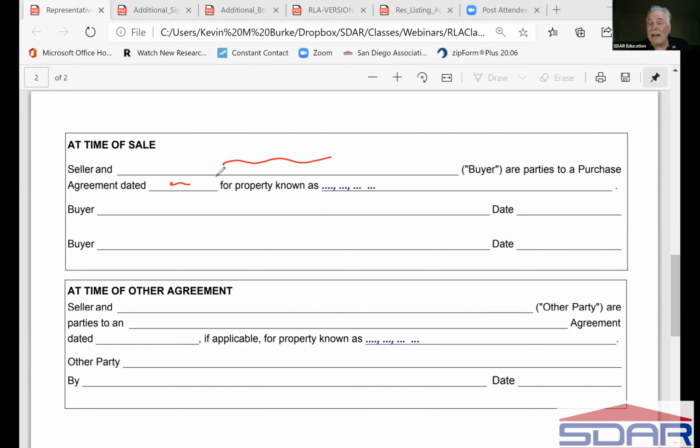Here's the date of that agreement, the purchase agreement, and then the buyer signs that they have seen everything above, that they're cool with it. They understand that this is the person signing on behalf of the entity that purportedly owns the property. Everybody okay with that? And then, at the time of another agreement, if in fact there is another agreement. Okay. All right.